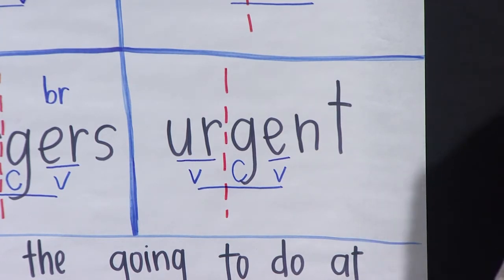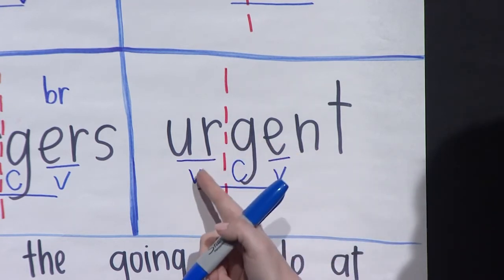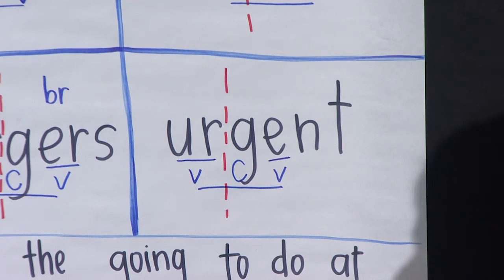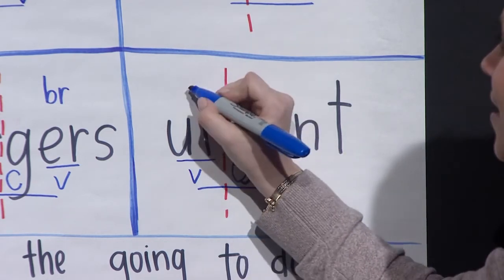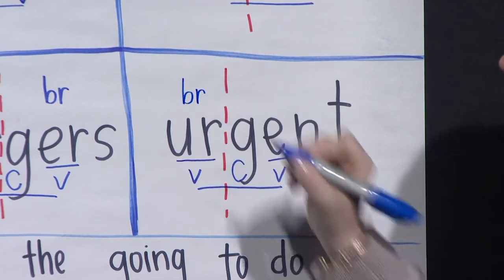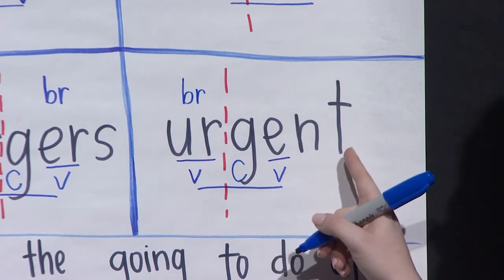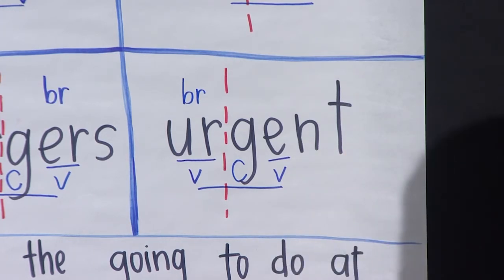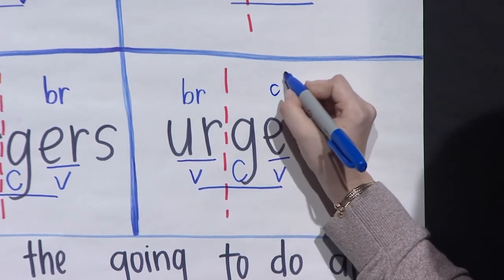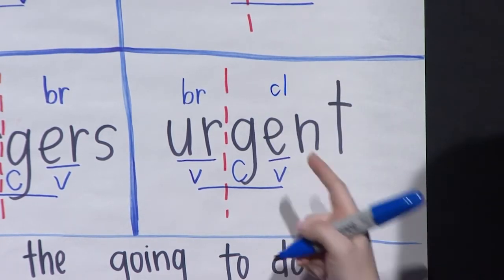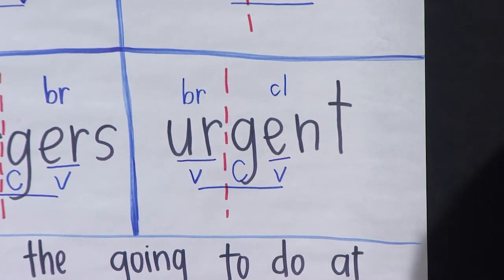All right, are you ready to identify each syllable and label? Okay. What do you know about this syllable? That's right, it's R controlled or bossy R. So we'll put B-R. What do you notice about this syllable? Yes, it ends in N-T, and those are 2 consonants. So we're going to write C-L for closed. And this vowel will make what kind of sound? Short. Very good.